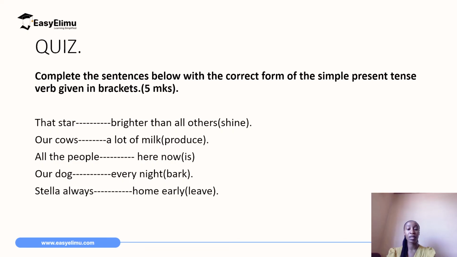So for example, that star dash brighter than all others. So can you say that star shine? No. So that star shines brighter than all others.